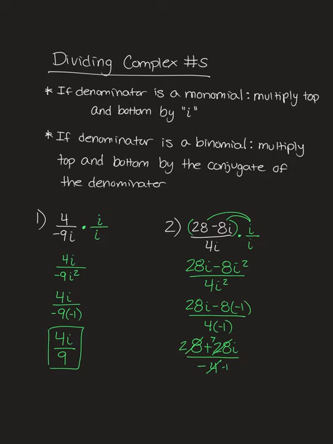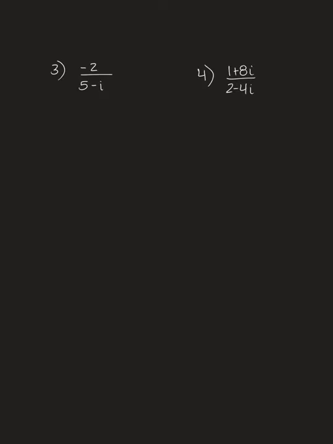So your reduced form is going to be 2 plus 7i divided by negative 1, which in turn comes out to negative 2 minus 7i. This is your final answer. So now let's look at whenever our denominator is a binomial. Remember, we have to multiply the top and bottom by the conjugate of the denominator. So here my denominator is 5 minus i, so its conjugate is 5 plus i.